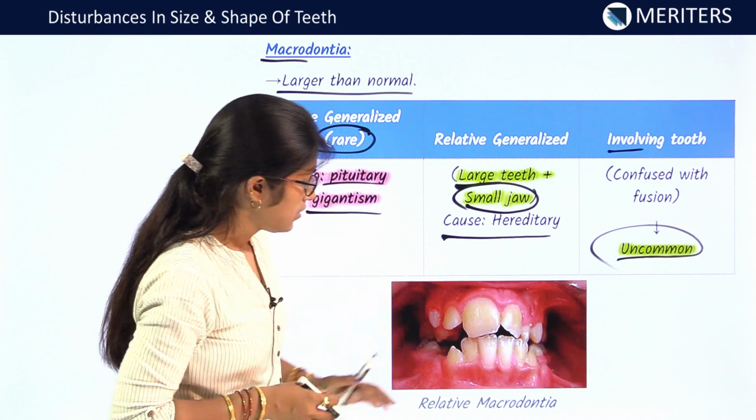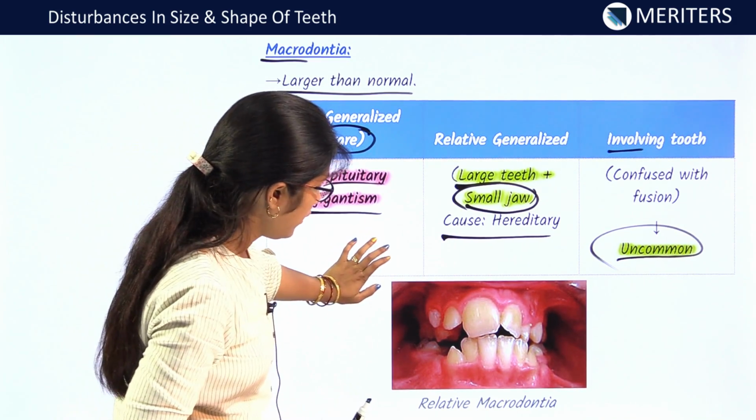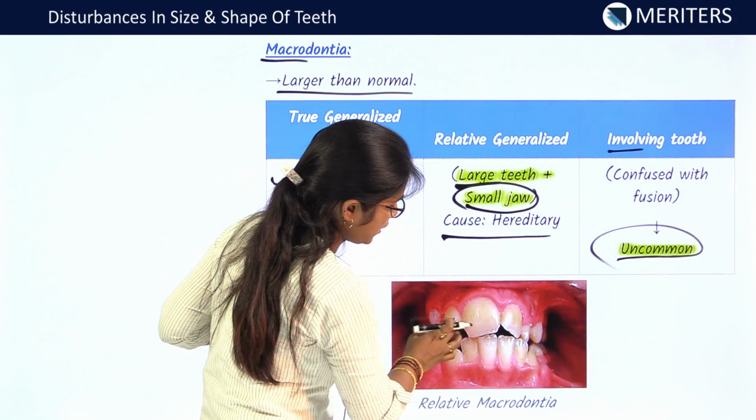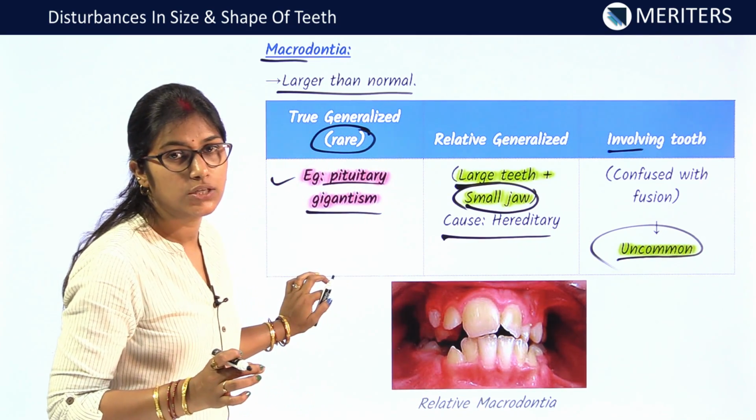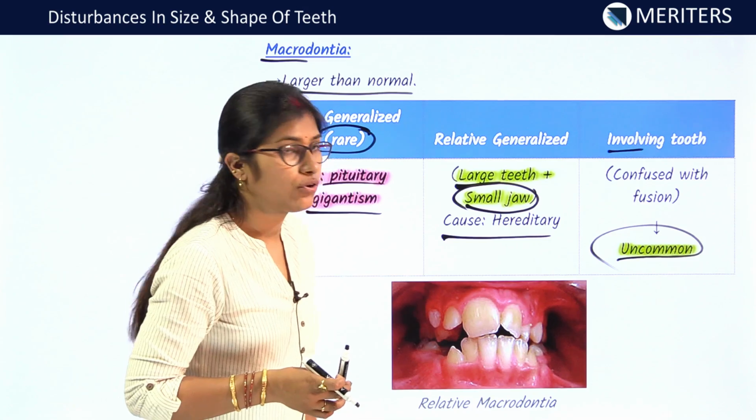Now you can see this clinical picture showing relative macrodontia. See the teeth and the jaw. The jaw appears smaller in comparison to the teeth when you see the proportion. So this is relative macrodontia.